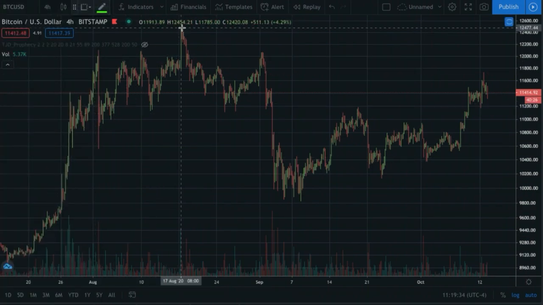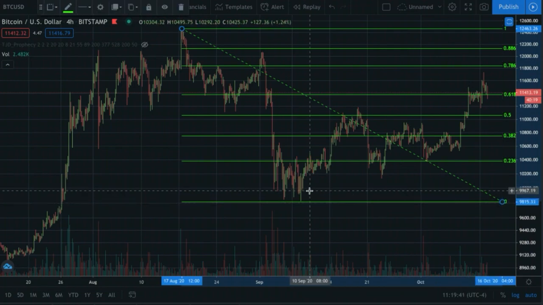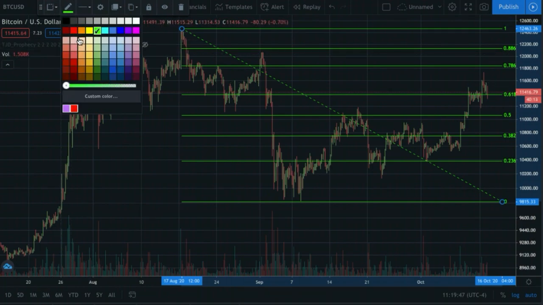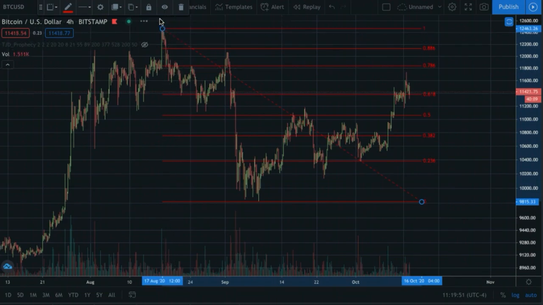I'm going to take it from the absolute top of that last move, the head and shoulders at 12,500, and move it to the bottom down here, from our previous bottom, the low at 9,800. Go ahead and switch that one over to red to show that it is a bearish retracement from the top to the bottom.